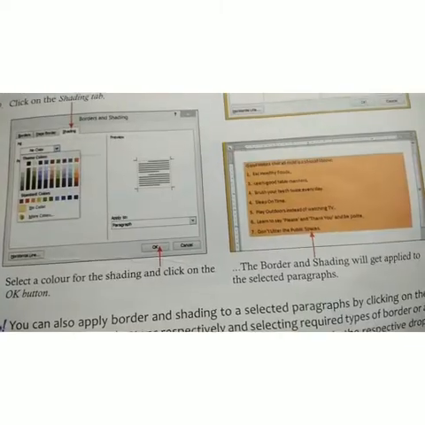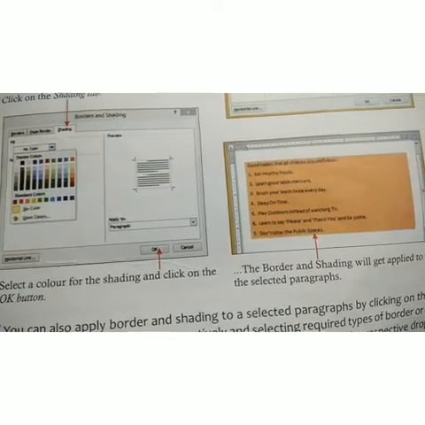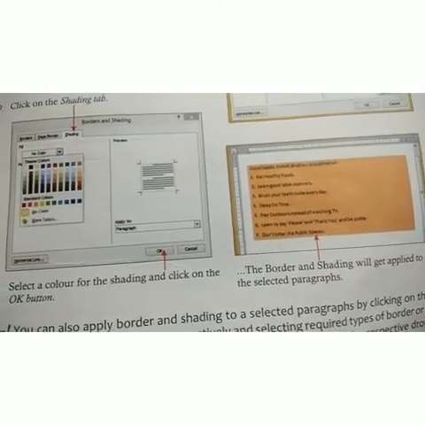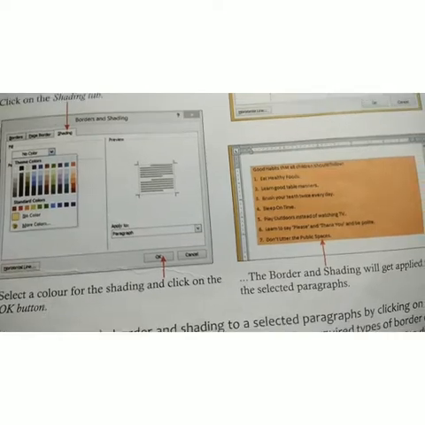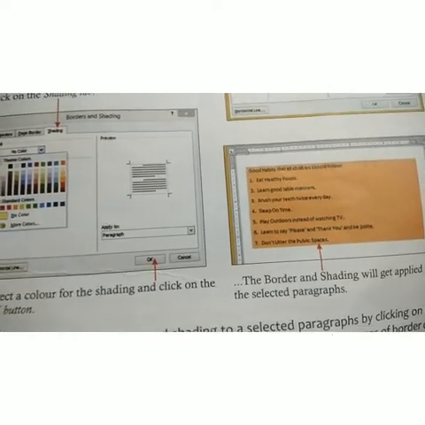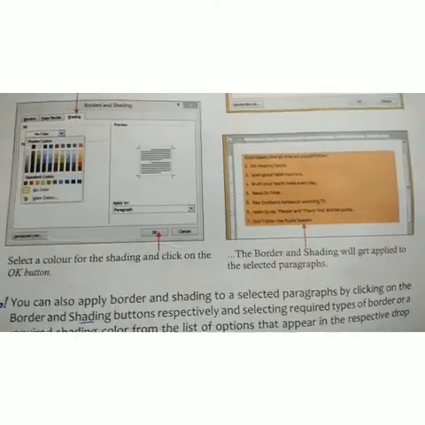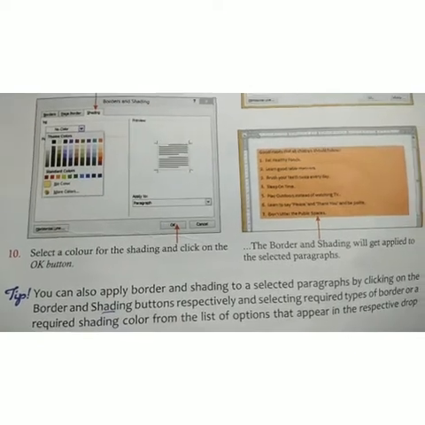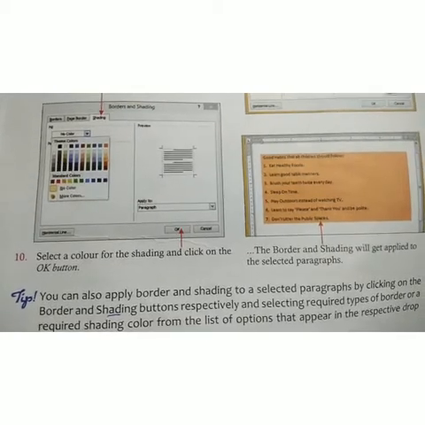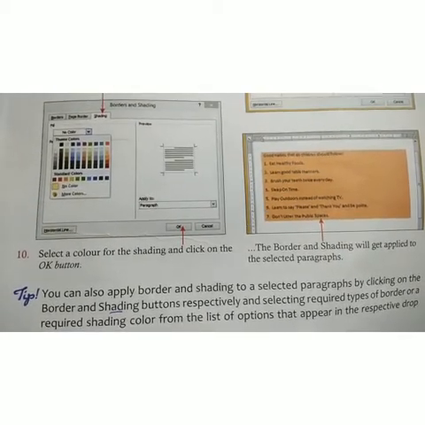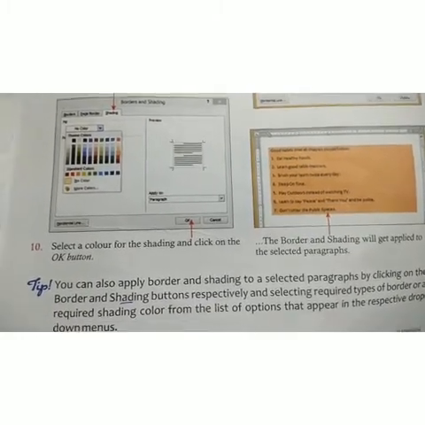Then students, next you select a color for the shading and click on the OK button, and the border and shading will get applied to the selected paragraph. This is a figure of the Borders and Shading dialog box. The next picture shows the border, shading and color applied in this form. So students, you can also apply border and shading to a selected paragraph by clicking on the Border and Shading buttons respectively and setting the required type of border or the required shading color from the list of options that appear in the respective drop-down menus.